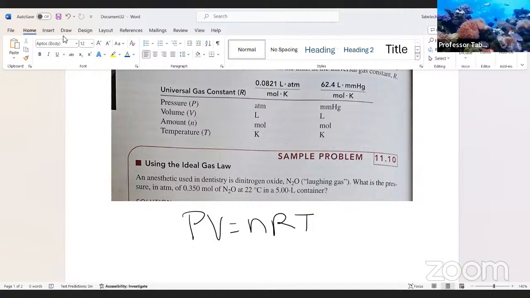So now let's do this problem right here, this gas law problem.